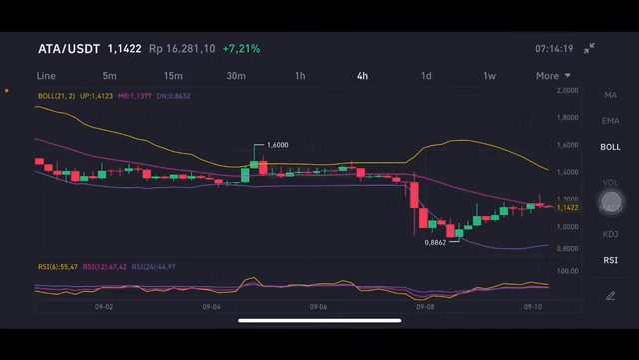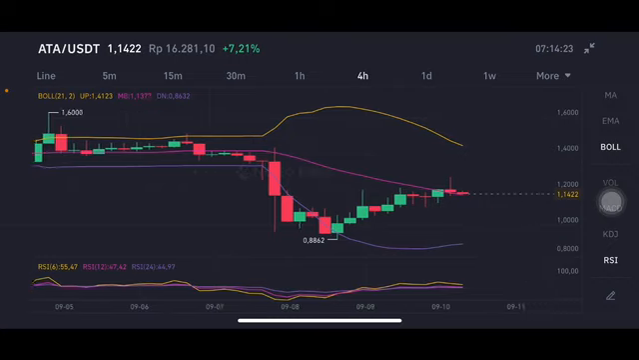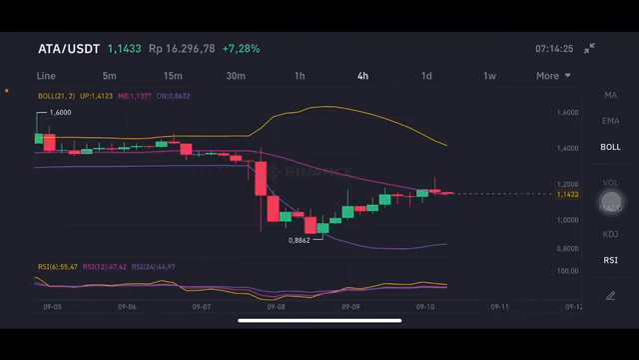I'm not a financial advisor, I'm just gonna give you some prediction using technical analysis. By the way, for this ATA or Automata, we're gonna use the pair ATA per USDT, right?